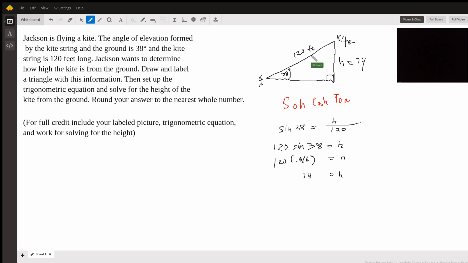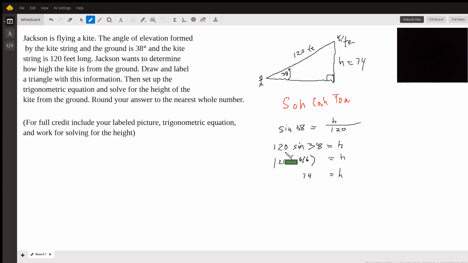Seems reasonable to me. Okay, now we also want to check to make sure we're going to get full credit. So we labeled our picture. I think we did that. And then we have set up our trigonometric equation, which is this guy here. And then we showed some work when we were solving. So that should give us full credit.